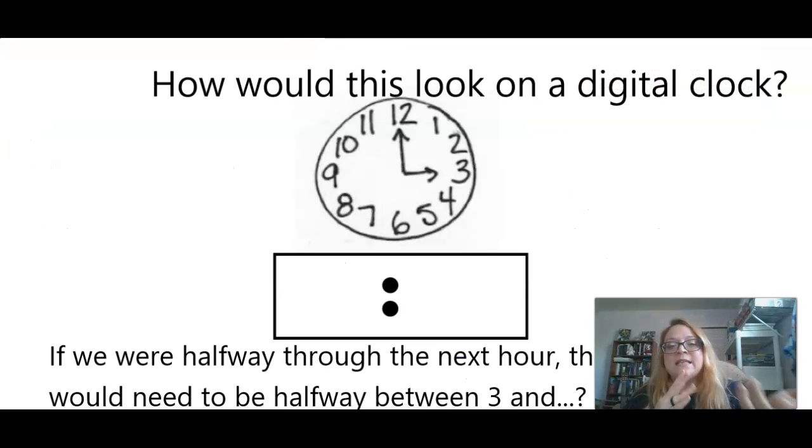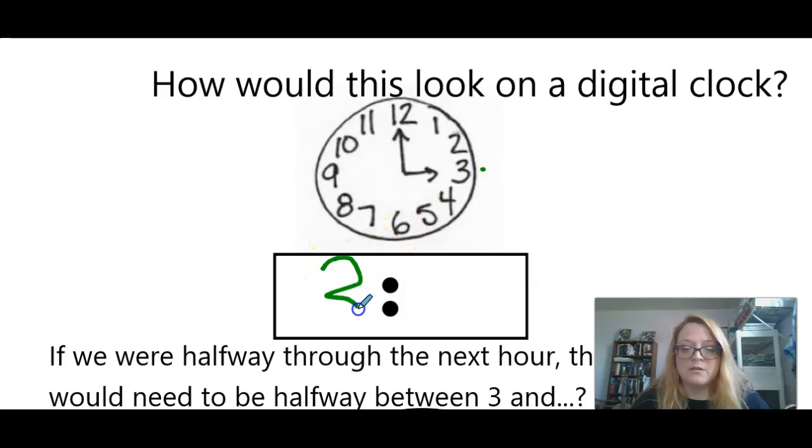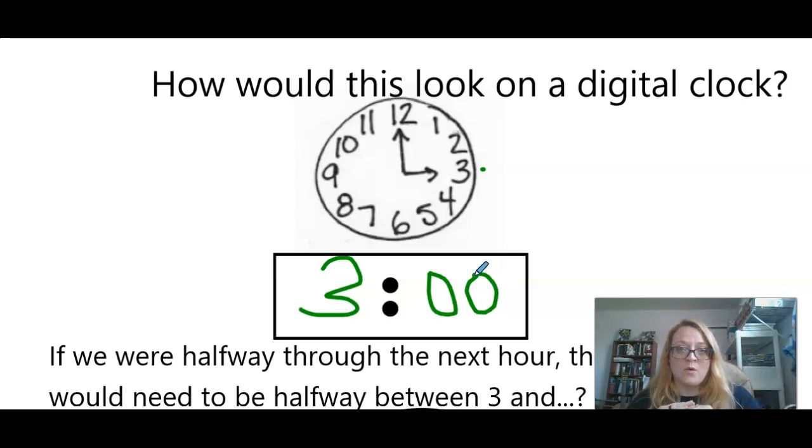So this is what time? Look at your hour hand. That's the small one. Our hour hand is here, so we write our hour first. It's 3. And then this is up at the 12, so that means how many minutes? 0 minutes past the hour. So it is 3 o'clock, okay?